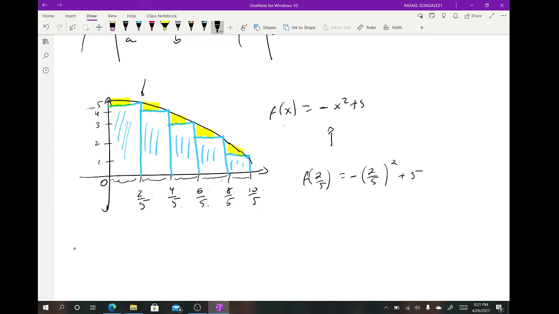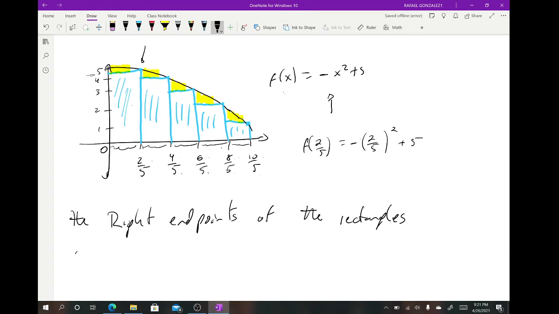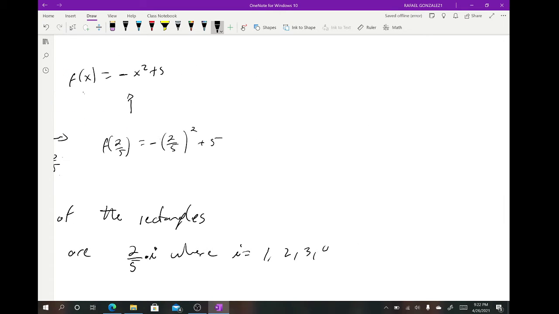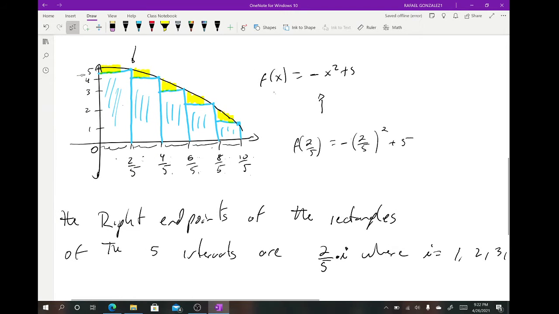So what do we have? We have that the right endpoints, as I'm going to call them, of the rectangles of these 5 intervals, intervals 1, 2, 3, 4, 5, are 2 over 5 times i, where i is equal to 1, 2, 3, 4, and 5. Why is i equal to 1, 2, 3, 4, and 5?